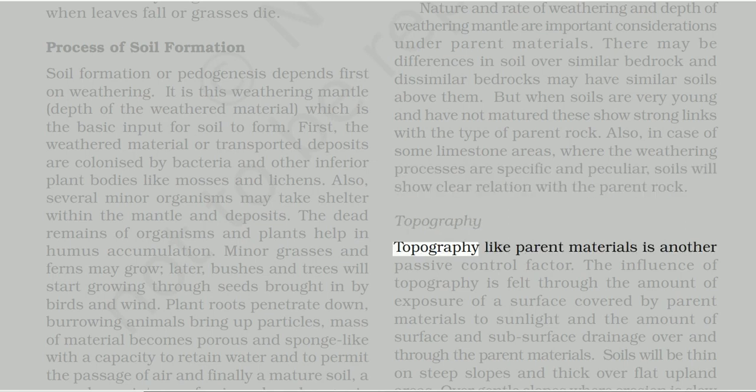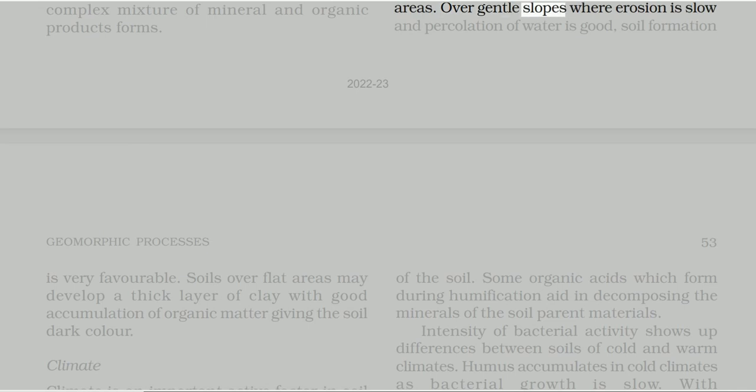Topography. Topography, like parent materials, is another passive control factor. The influence of topography is felt through the amount of exposure of a surface covered by parent materials to sunlight and the amount of surface and subsurface drainage over and through the parent materials. Soils will be thin on steep slopes and thick over flat upland areas. Over gentle slopes where erosion is slow and percolation of water is good, soil formation is favoured.